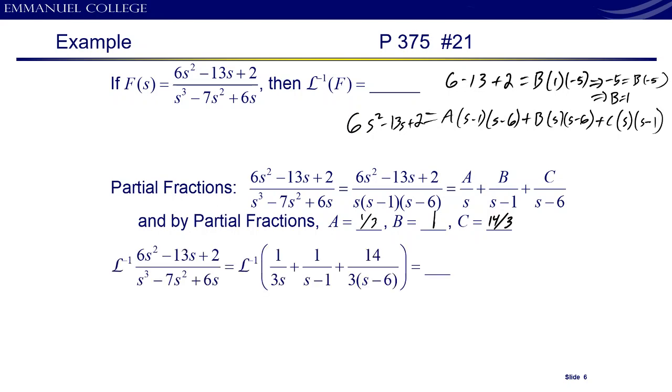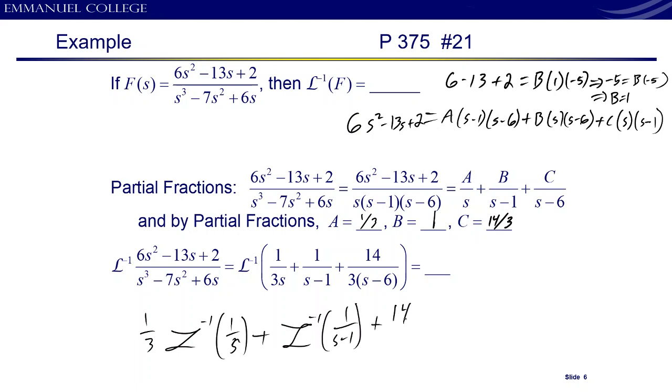Which means now we've reduced this problem to something a lot easier to look at. Because now I have the inverse Laplace transform of this sum, and if I factor some of these out, I get 1/3 inverse Laplace transform of 1 over s, plus the inverse Laplace transform of 1 over s minus 1, plus, it's linear, 14 over 3, like with this one, inverse Laplace transform of 1 over s minus 6.